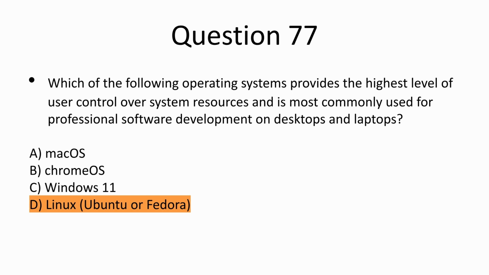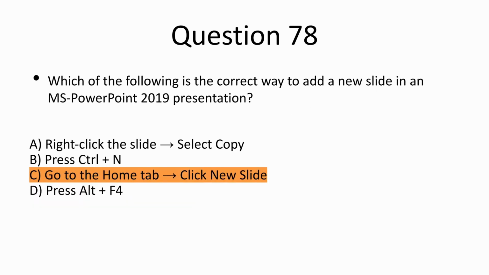Question 77 asks, which operating system provides the highest level of user control over system resources for professional software development? The answer is D. Linux, such as Ubuntu or Fedora. Question 78. Which is the correct way to add a new slide in an MS PowerPoint 2019 video? The correct way is C. Go to the Home tab and click New Slide.